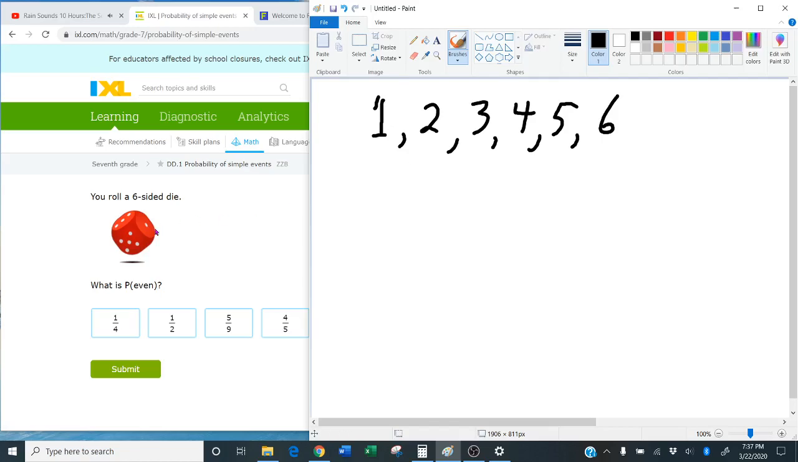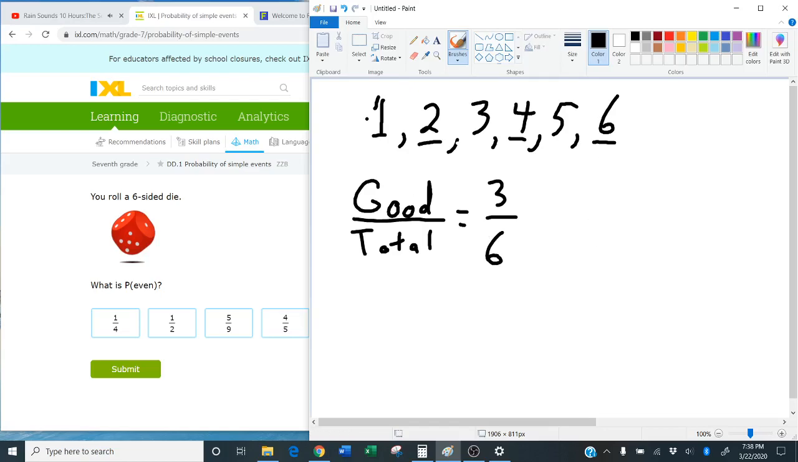Now, how many of those numbers are even numbers, meaning they're divisible by 2? That would be 2 is an even number, 4 is an even number, and 6 is an even number. So if I do my fraction here for finding a probability, good over total, then I have 3 good outcomes, 2, 4, and 6, out of a total of 6 outcomes. The 6 total outcomes are just 1, 2, 3, 4, 5, or 6. So there's my probability, 3 over 6.